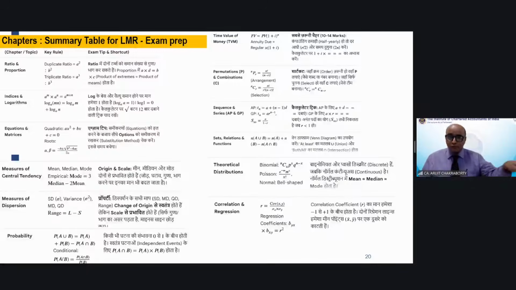Correlation regression, we have done one problem today. Please remember Karl Pearson's product moment correlation coefficient, which is given by covariance of x and y divided by the product of standard deviation of x and y. Please also remember Spearman's rank correlation coefficient, which is given by 1 minus 6 into sigma di square divided by n within bracket n square minus 1. And please also remember the regression coefficient Byx and Bxy and their relationship.